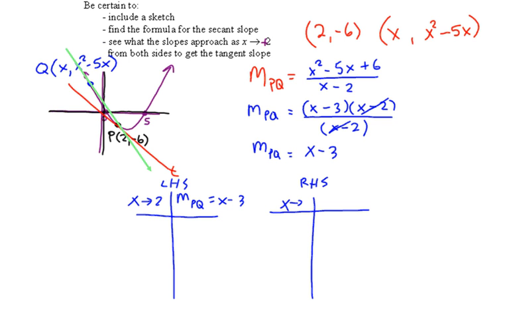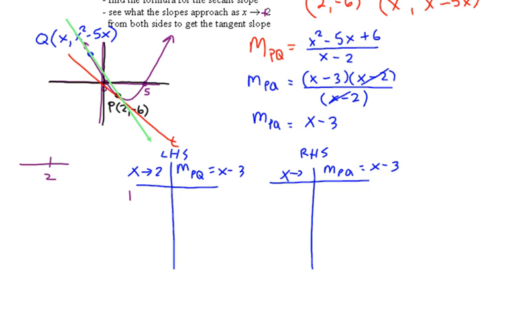Okay, x approaches 2, slope of the secant is x minus 3. We'll do 4 or 5. Instead of starting far away, let's start pretty close. Left-hand side of 2: 1.5, sure? Let's go a little closer. 1.9. This is usually what we do in limits. And then 1.99, and then 1.999.